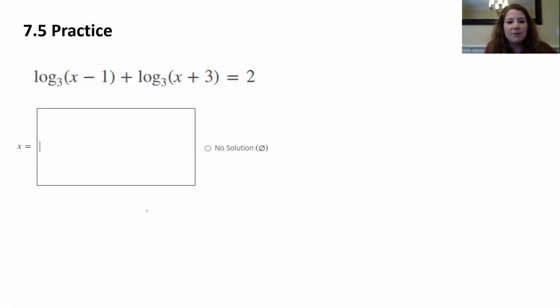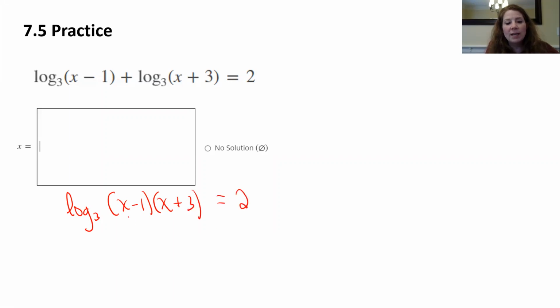So this first one, if you notice, we have log base 3 of x minus 1 plus log base 3 of x plus 3 equals 2. So hopefully you remember the logarithm properties. Basically we're going to put these together and write log base 3 of x minus 1 multiplied by x plus 3 is equal to 2.